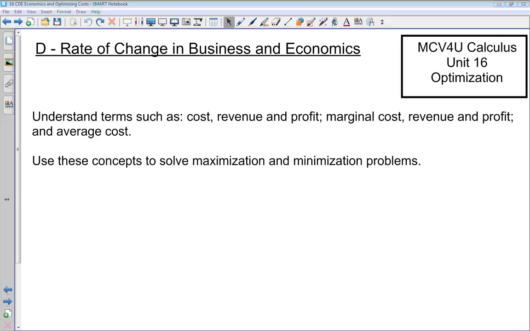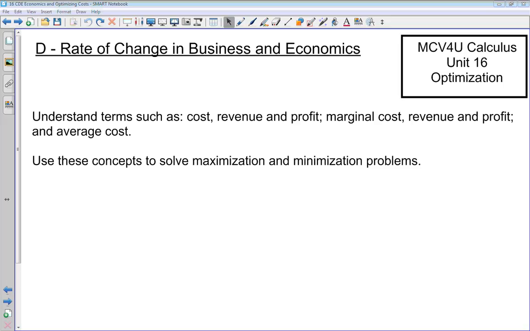All right, so in this lesson, we're going to take a look at rates of change as it applies to business and economic situations. So what you want to be able to understand at the end of this lesson is to be able to recognize these terms such as cost, revenue, and profit, and the functions associated with them. So we'll talk about the cost function, the revenue function, and the profit function for a particular situation.